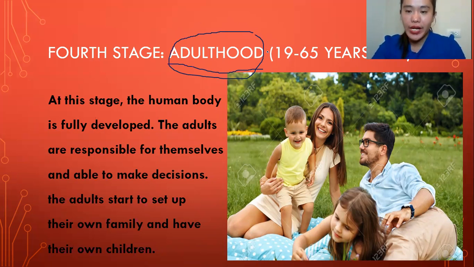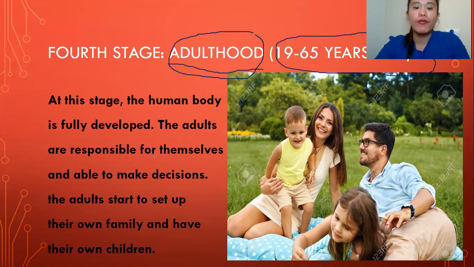A-D-U-L-T-H-O-O-D. Very good. So when we say adulthood, it's between 19 to 65 years old. At this stage, the human body is fully developed. The adults are responsible for themselves and able to make decisions. The adults start to set up their own family and have their own children. So you can see they have their own children in here.